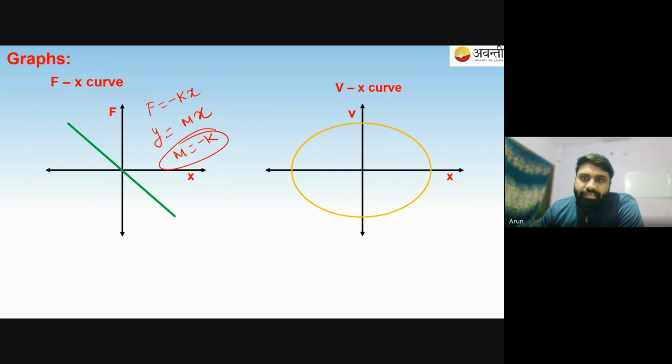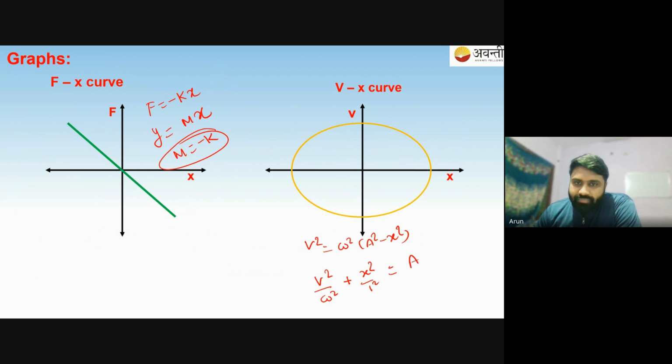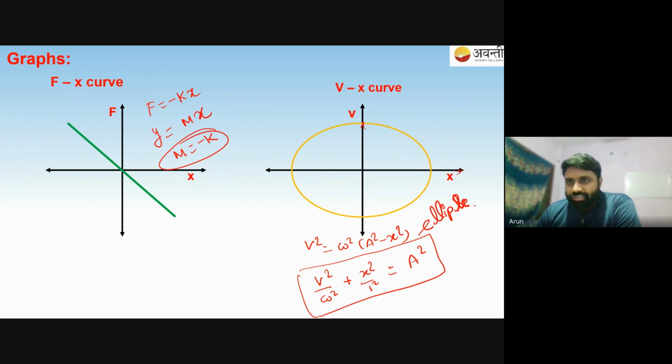If you talk about the V-x curve, we know the relation is v square equals omega square times A square minus x square. If you convert it like this, v square by omega square A square plus x square by A square equals 1, you will find that it is the equation of an ellipse. That is why the variation of velocity with respect to displacement is elliptical in nature.